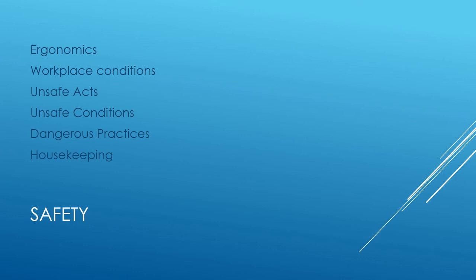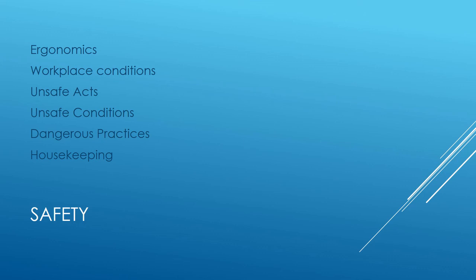An unsafe act refers to any action or omission by any person that may cause injury to himself, others, or may cause damage to property. Unsafe conditions refers to the physical conditions of the working environment and what aspects of those conditions that need to be focused on in order to improve safety. Dangerous practice refers to any action that someone takes purposefully that could cause hazard to himself or others.